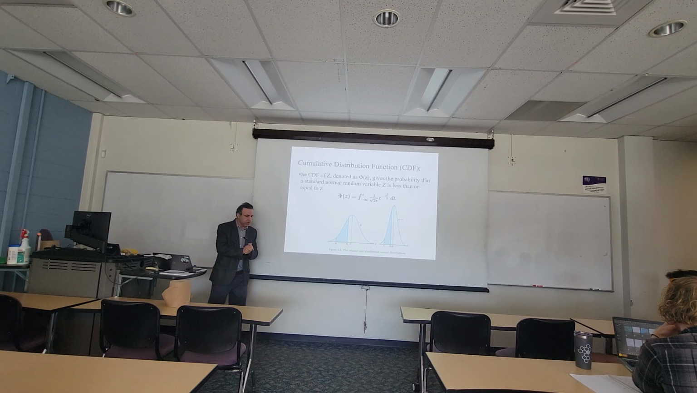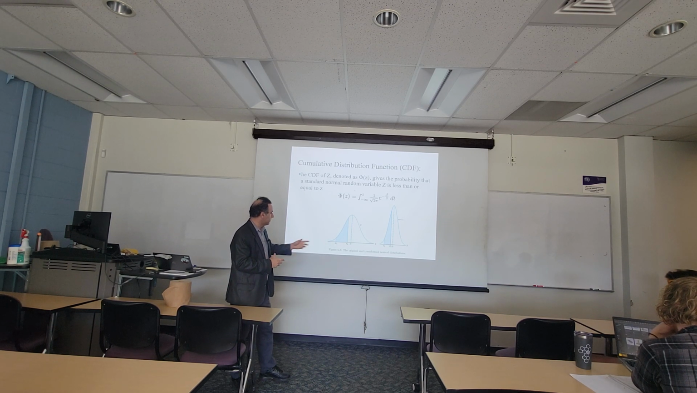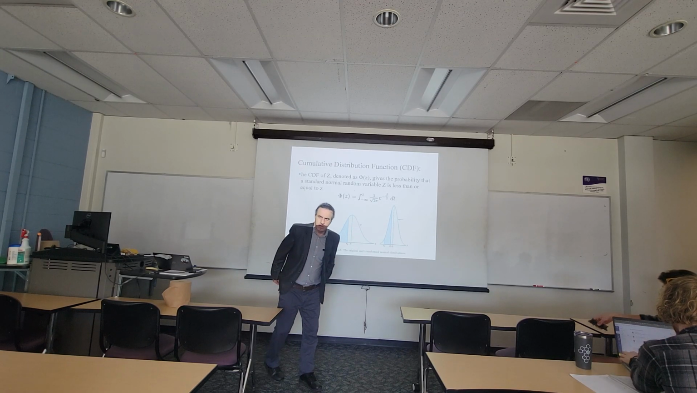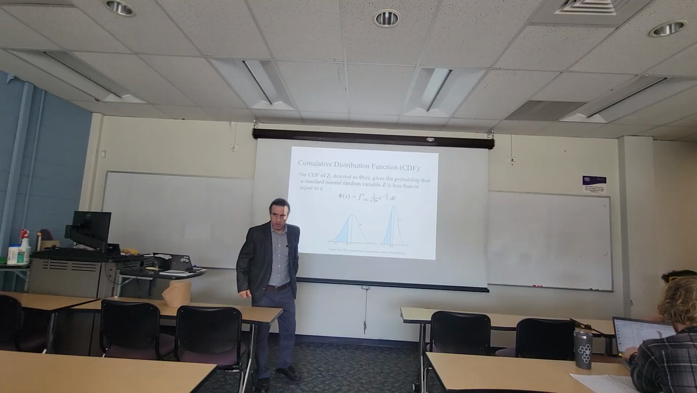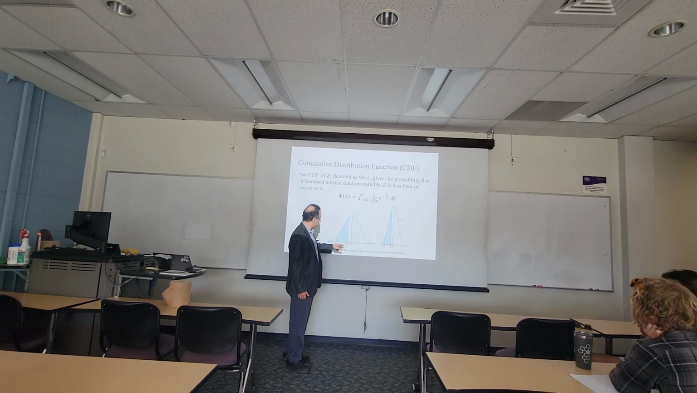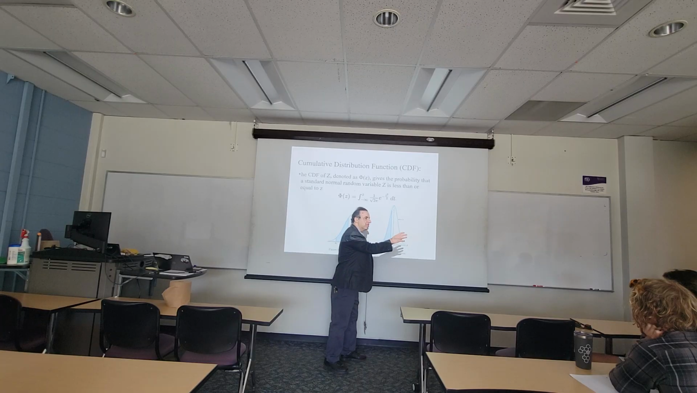If they ask you what is the probability of having x1 in this process, you go find the z corresponding to this one, which is here, and then go to the table. The table gives you the area.